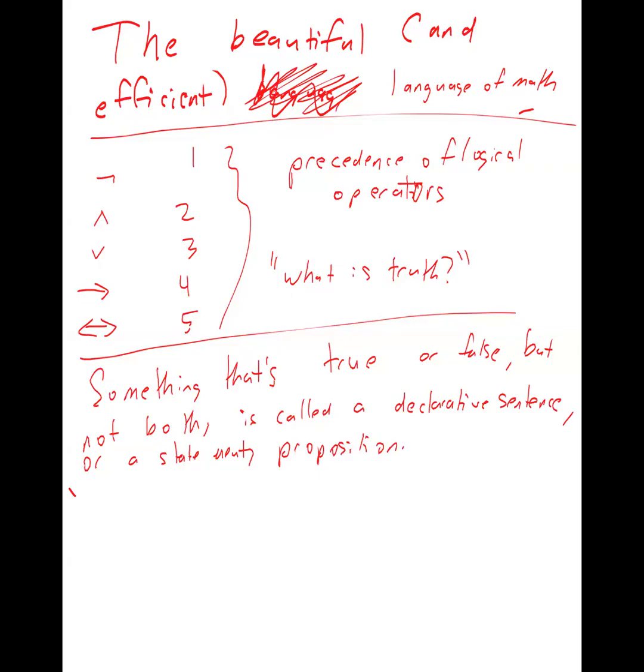And sometimes something that's true or false can be defined to be a variable. So just like in math, you can define a number to be equal to a variable. You can also declare something that's true or false, but not both, to be called a variable. They can be called propositional or sentential variables.